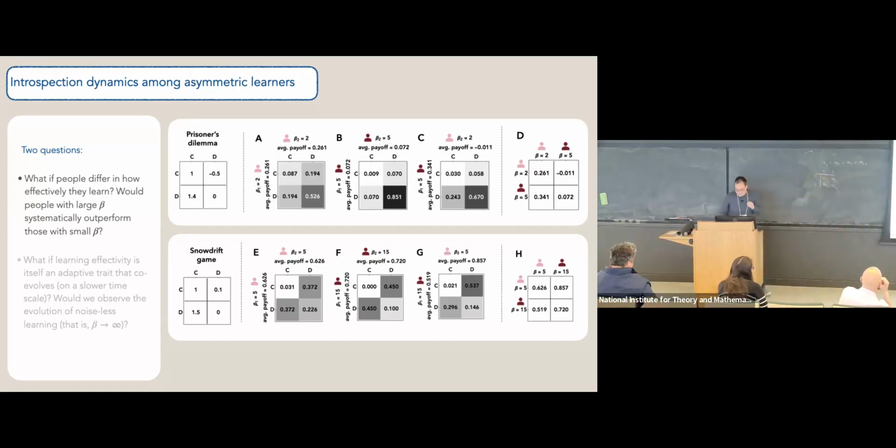Okay, so now we know, we addressed this question here: what if people differ in how effectively they learn? Would people with large beta always outperform the ones with lower beta? The answer is no. There are games in which actually there is an advantage of having the low beta. Okay.